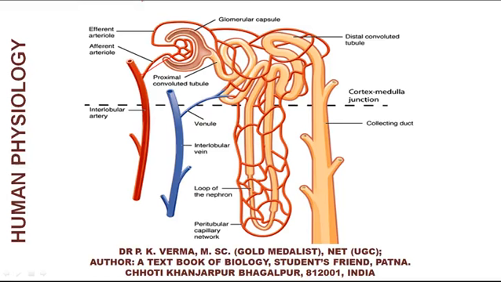In between the neck and the descending limb, there is proximal convoluted tubule. See, this part is proximal convoluted tubule and this one is the descending limb. When it moves outward towards the cortex, it is called ascending limb, and again there is a convoluted part known as distal convoluted tubule. Ultimately, a collecting duct is formed.